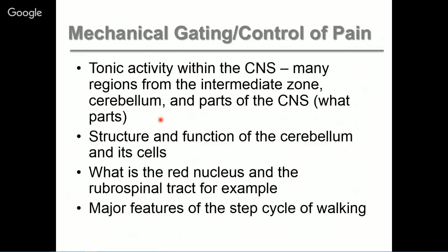So I want you to start thinking as you're going through your slides about some of these common themes. Like we talked about tonic activation of the mesencephalic locomotory region, that's tonically active. So are the flexor burst generators in the spinal cord, they're also tonically active.